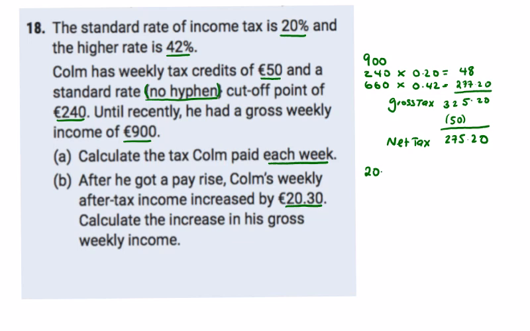So if his income increased by €20.30, he has to give 42% of what he gets extra. He has to give 42% in tax, so he keeps 58%. So to get his increase, we divide 20.30 by 58 and multiply it by 100. That's equal to €35.